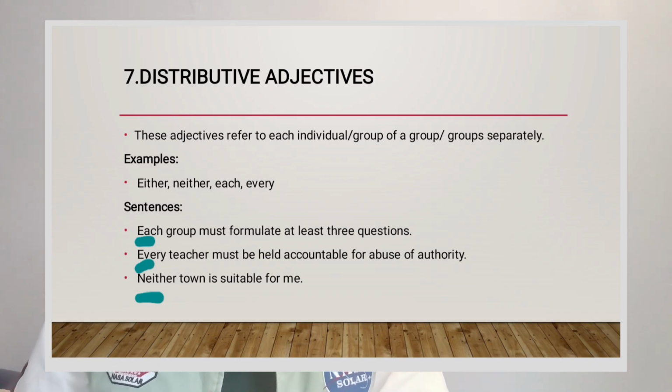Our first example would be, each group must formulate at least 3 questions. And our second example would be, every teacher must be held accountable for abuse of authority. Finally, our last example in this segment, neither town is suitable for me. That's it about distributive adjectives.